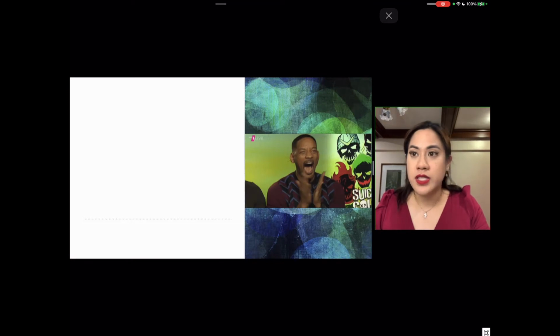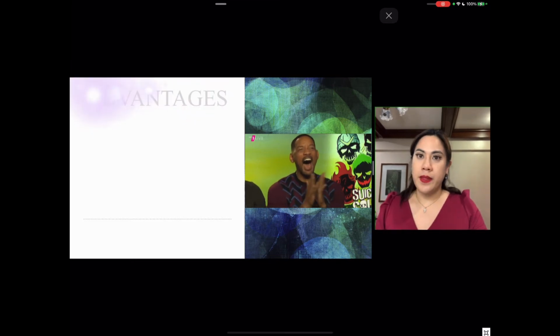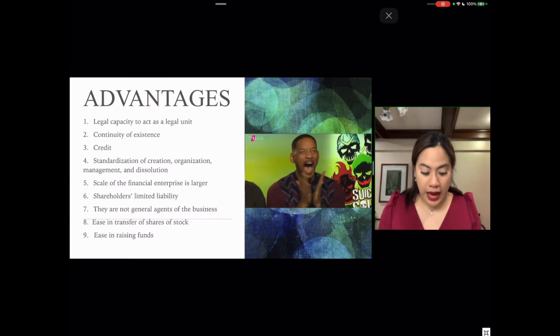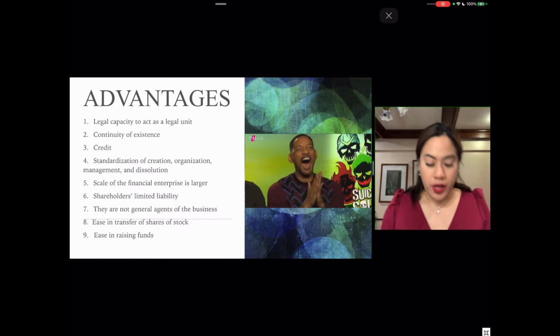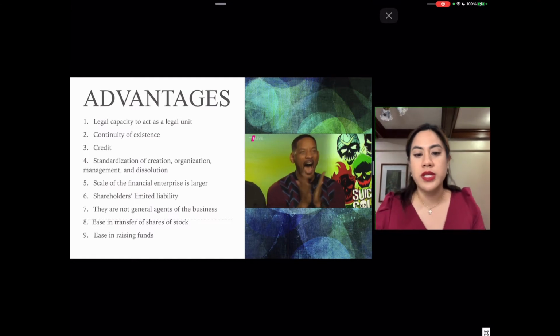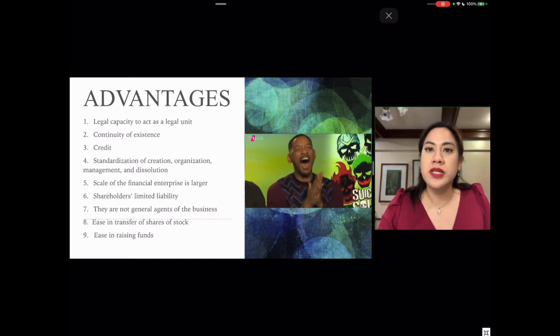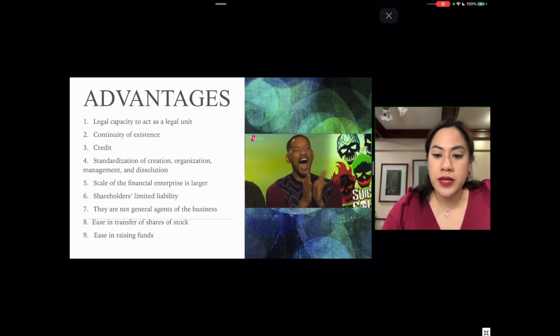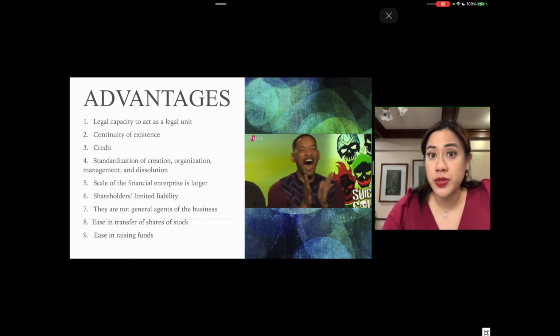Let's talk briefly about its advantages and disadvantages. So what are its advantages? Number 1, it has the legal capacity to act as a unit. Number 2, there is continuity of existence, especially now that its existence is presumed to be perpetual in the absence of any contrary agreement in the articles. What does it mean? This means that because of its continuity of existence, it has a strong juridical personality. Number 3, because of its continuous existence, there's actually good credit. It's usually stronger. And 4, there is a standardization of creation, organization, management, and dissolution.